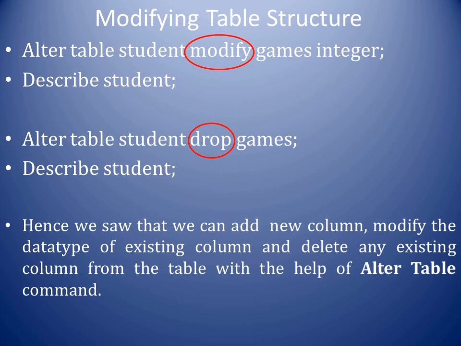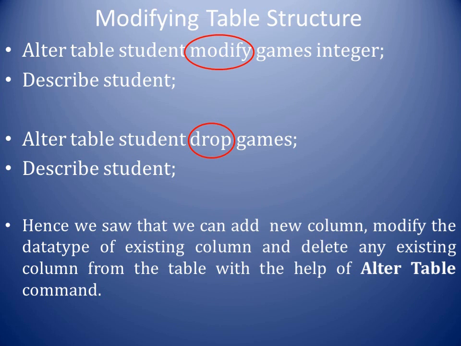Drop is the clause used with the alter table command to delete a column. We can delete any column. The data in the column will also be deleted, but we cannot recall that, because we have already studied that alter is a DDL command and changes done with these commands are permanent.